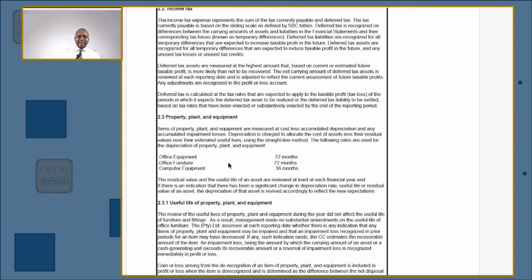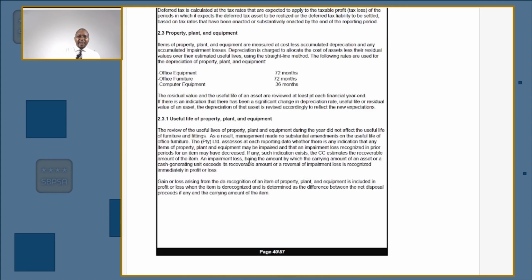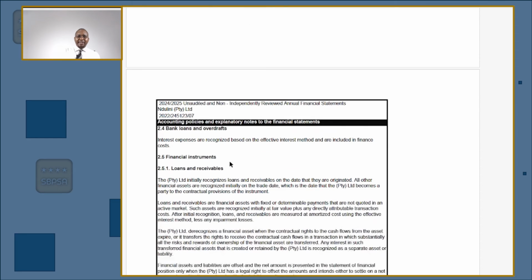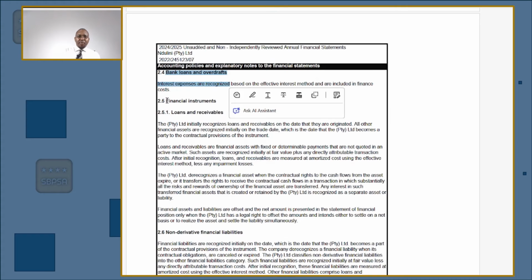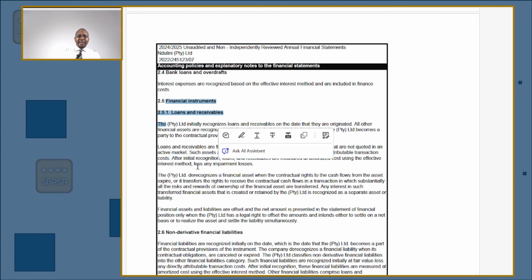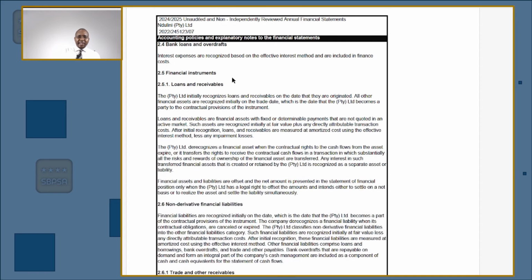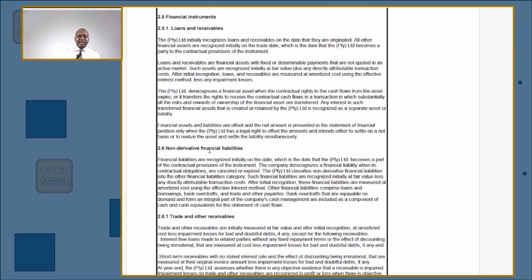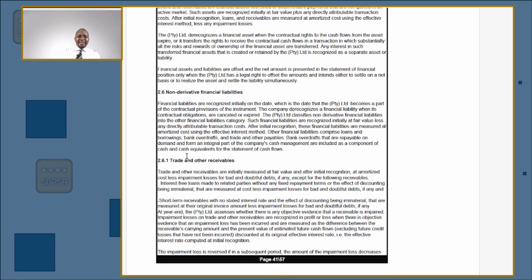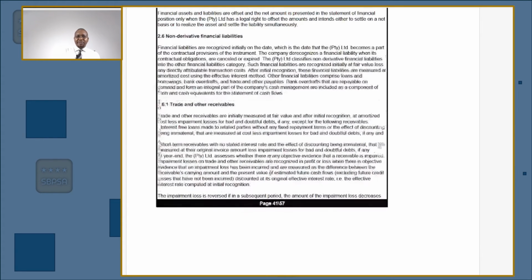For assets, what do we mean by accounting estimates? All right, what do we mean about useful lives of the assets? How do we deal with bank loans and overdraft? What is meant by financial instruments? Thinking about loans and receivables as financial instruments. What is a non-derivable financial liability? What is a trade and other receivable? Is trade and other receivable a financial instrument?